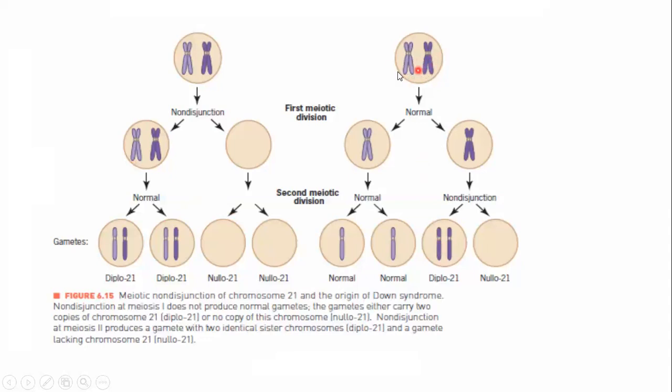And here you can see our normal cell that carries two copies of chromosome number 21, and meiosis 1 takes place normally. So each daughter cell receives a single copy of chromosome number 21. After that, meiosis 2 takes place, and in meiosis 2 one cell normally segregates.